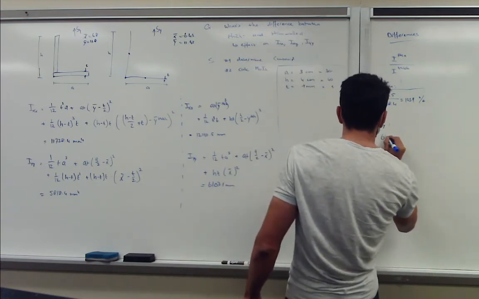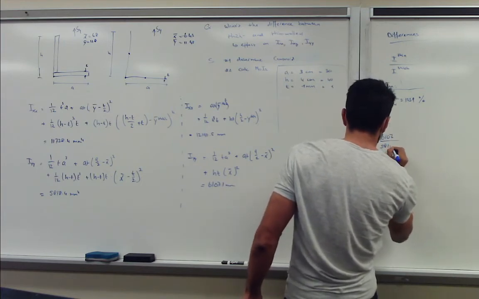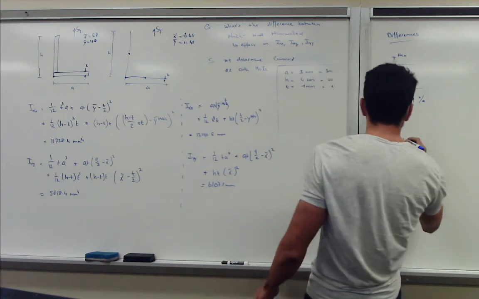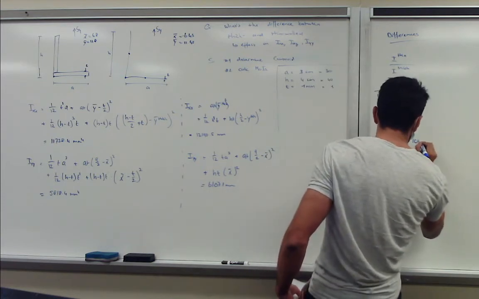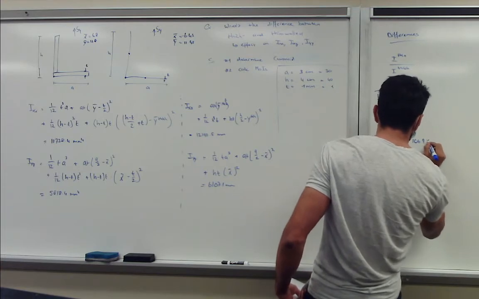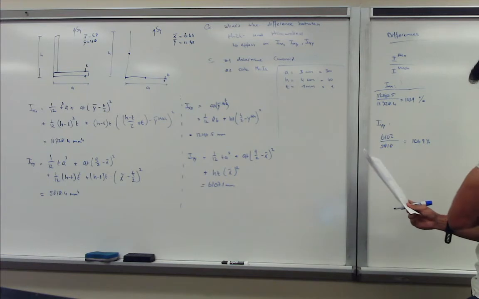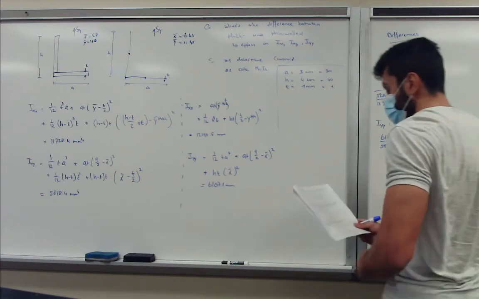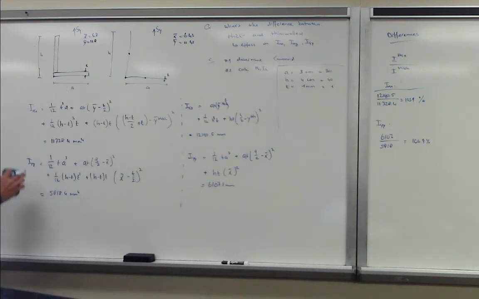Then we can do the same comparison for Iyy. We get 6107 over 5818, and that's 104.9%. Still below the 5%. And then we can calculate the product moment of inertia, Ixy.